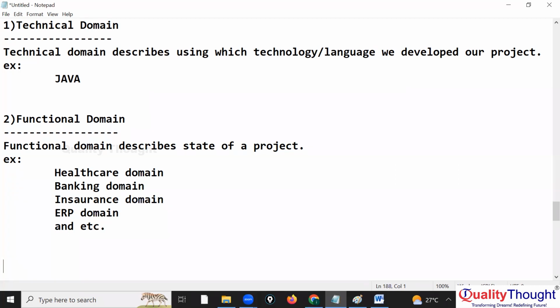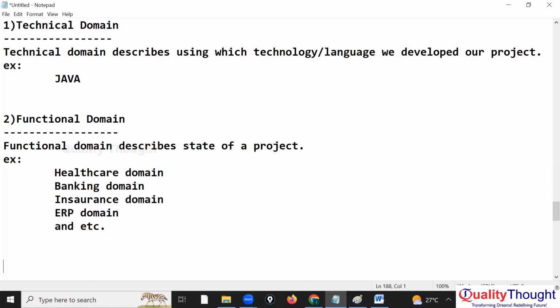Whenever you are going for an interview, the interviewer will ask you about your project. Whether you are a fresher or experienced, for everyone they will ask about projects. They will ask, tell me about your project. If you say, sir, I developed my project using Java, I developed it for an insurance company, you sound like a non-technical person. If you want to sound like a technical person, what you need to tell? Technical domain of my project is Java. Functional domain of my project is healthcare domain. So this is how you need to tell in an interview.